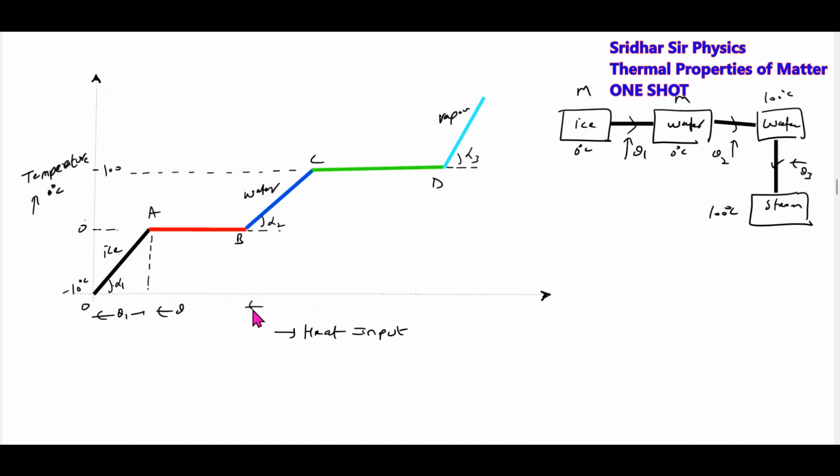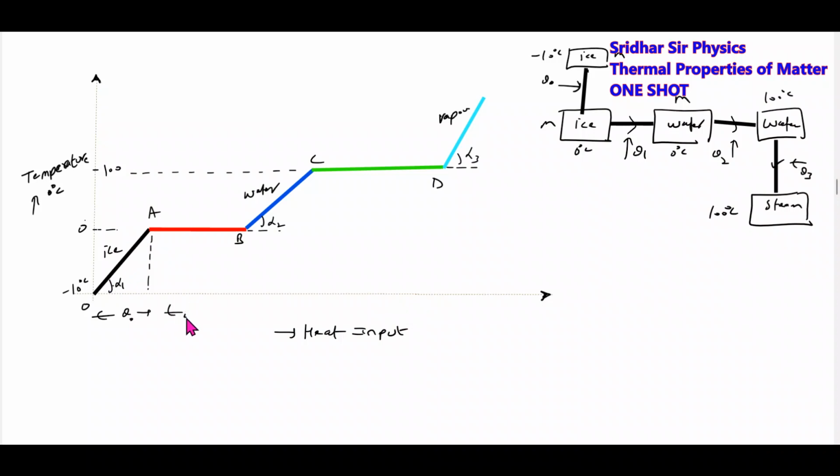This will be Q2. This is some Q you can call. Here, actually, the ice is at minus 10. Initially we start from here: m grams of ice. I supply heat, some Q naught. Ice at minus 10 degrees Celsius, I supply it, then it will become ice at 0 degrees Celsius.